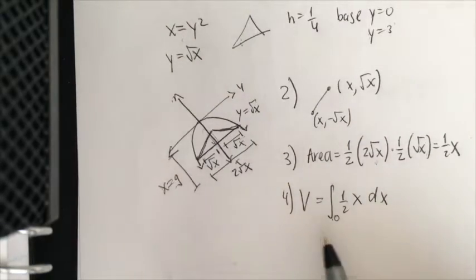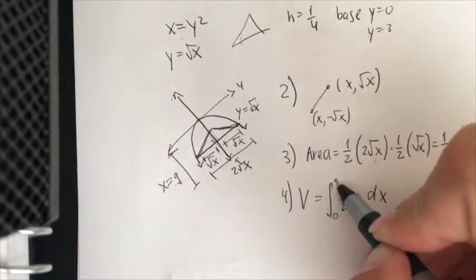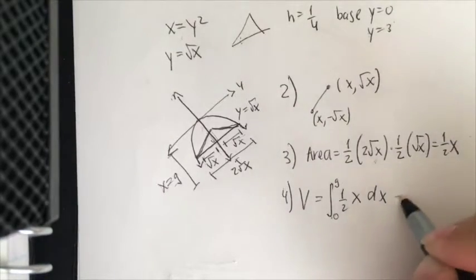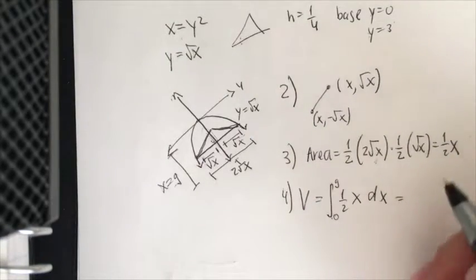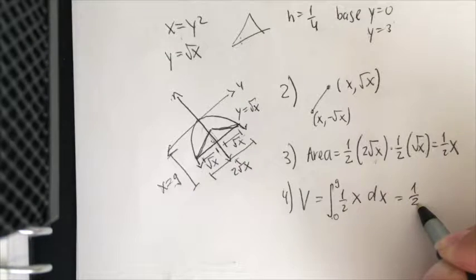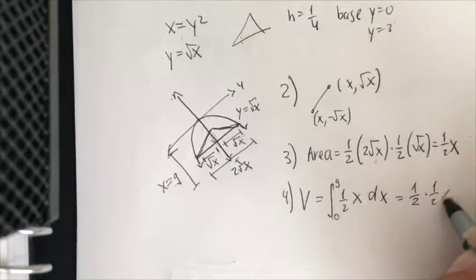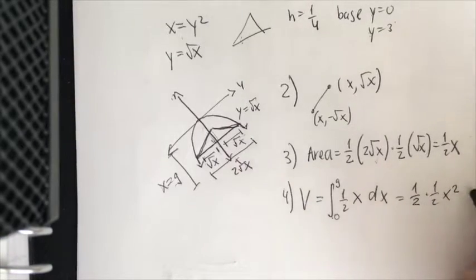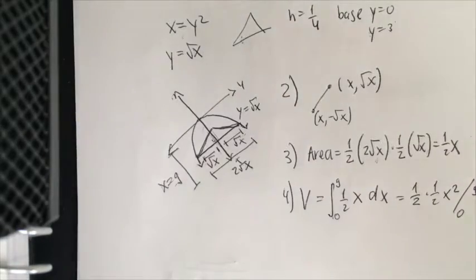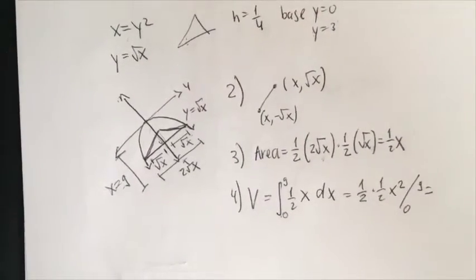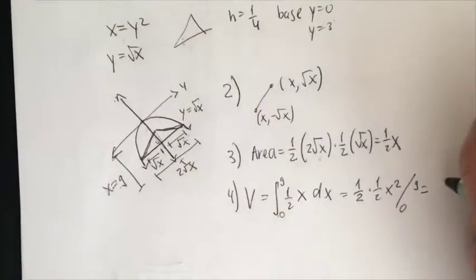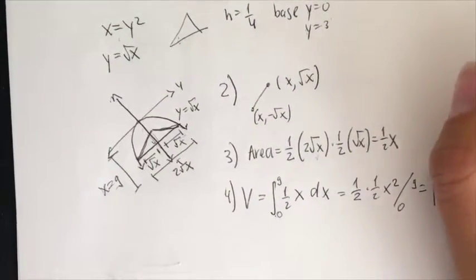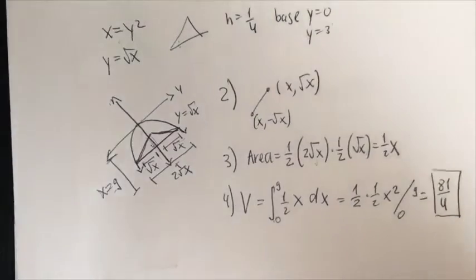Okay, so we go from 0 to 9, and this is easy to evaluate. We bring 1/2 in the front and we get 1/2 times 1/2 x squared, which will be 1/4 x squared, from 0 to 9, which will give us 81/4. Okay, thank you.